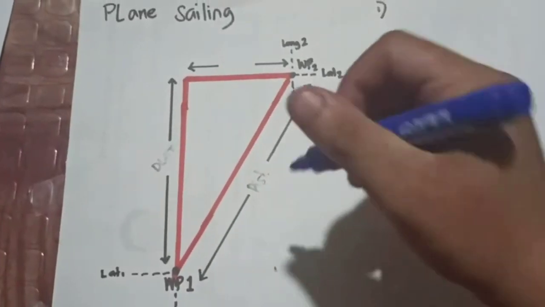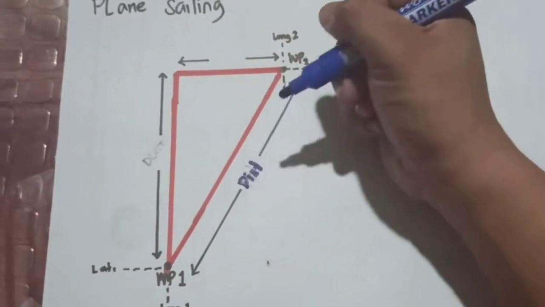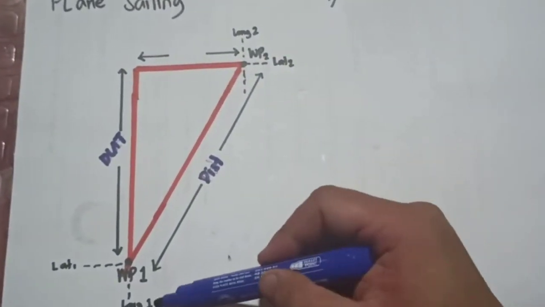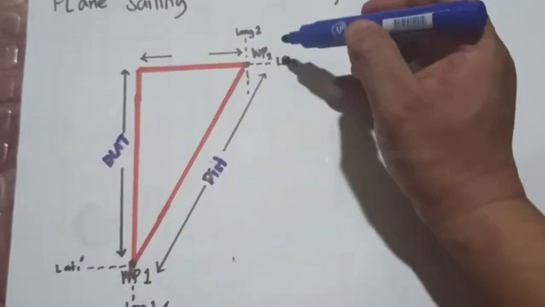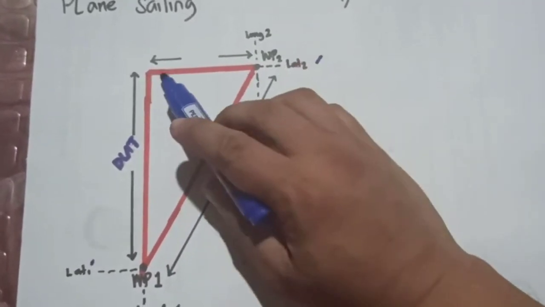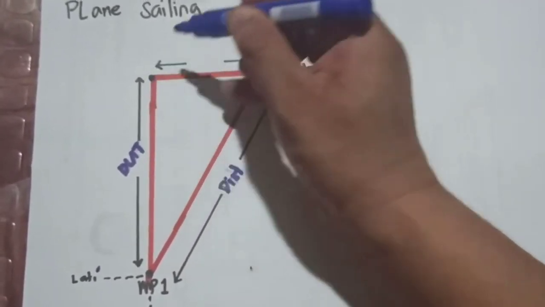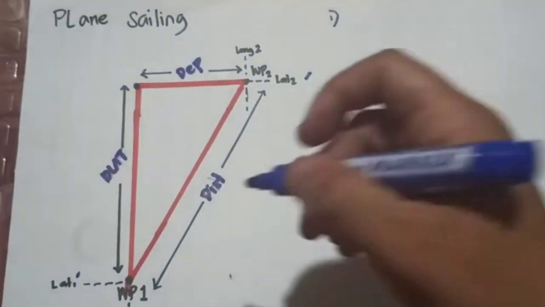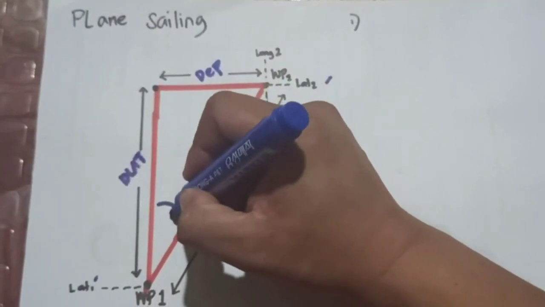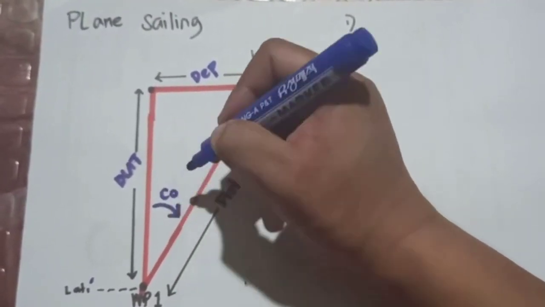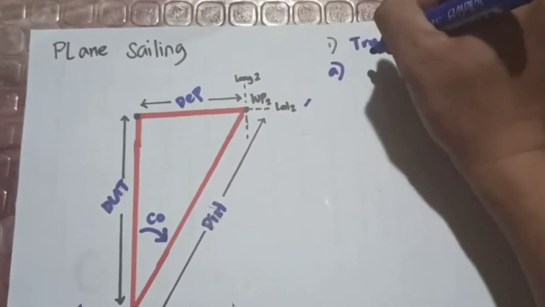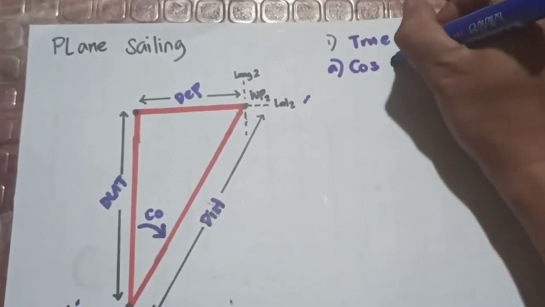If we are using this method, we form a meridian from the point of departure until the parallel to the point of arrival. This figure is called a triangle. This triangle has a point of departure, latitude 1 and latitude 2. We mark waypoint 1 and waypoint 2 and longitude 1 and longitude 2. The difference between waypoint 1 and waypoint 2 is called distance. The difference between latitude 1 and latitude 2 is called difference of latitude or delat. From longitude 1 and longitude 2 is called departure or depth. The angle of the triangle is called course.